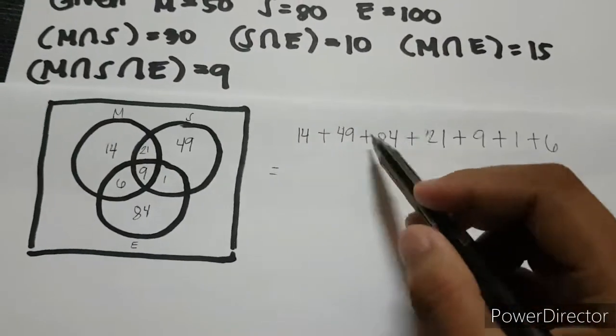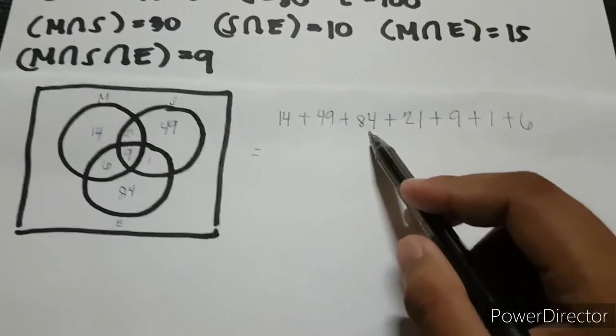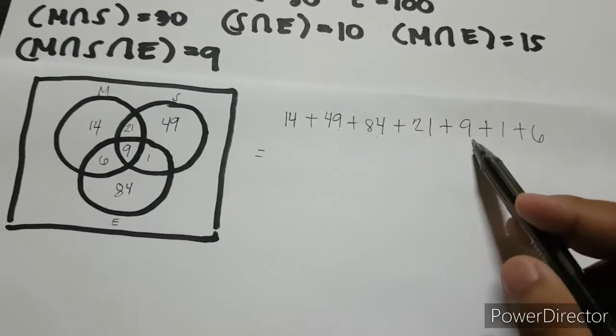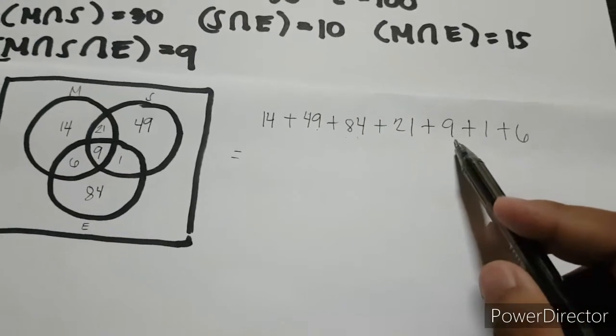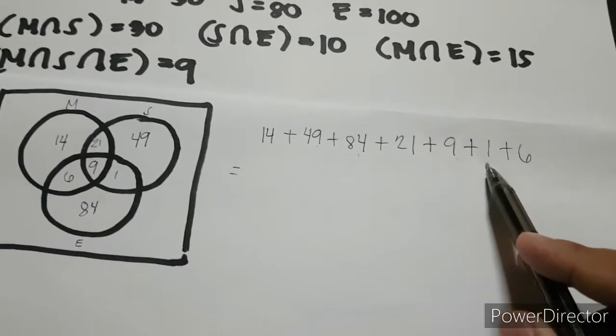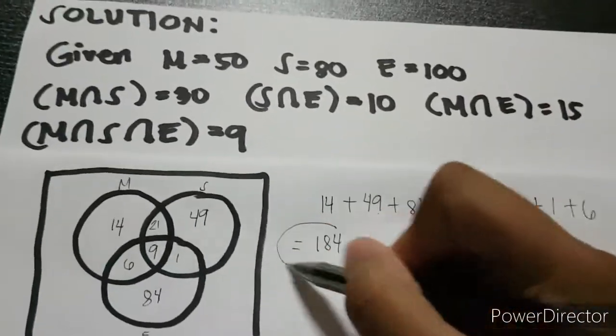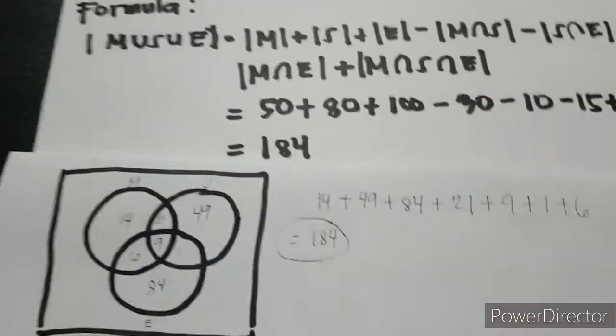14 plus 49 is 63. 63 plus 84 is 147. 147 plus 21 is 168. 168 plus 9 is 177. 177 plus 1 is 178. 178 plus 6 is 184. So we got the same answer in using the solution.